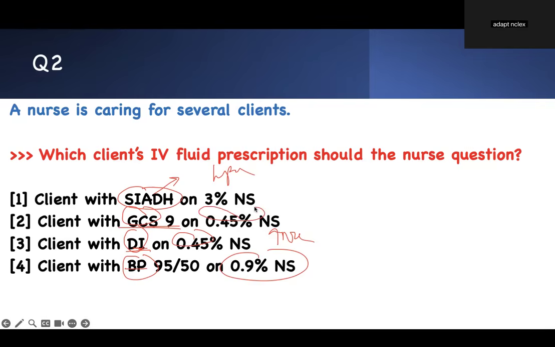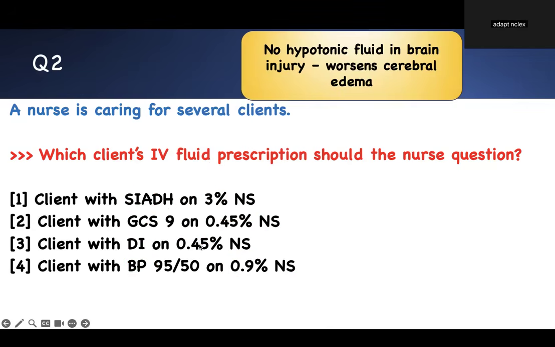0.45 is not a hypertonic fluid. We have to worry about it. With SIADH, your sodium is low. You need hypertonic fluid. 3% is a hypertonic fluid. Therefore, which fluid should the nurse question? This one. Any patient with a brain injury should get 3% normal saline, not half normal saline. So there's no hypotonic fluid in a brain injury. This would worsen cerebral edema.